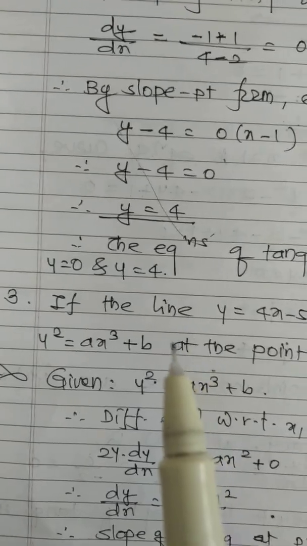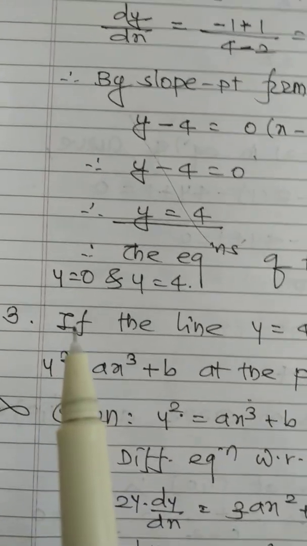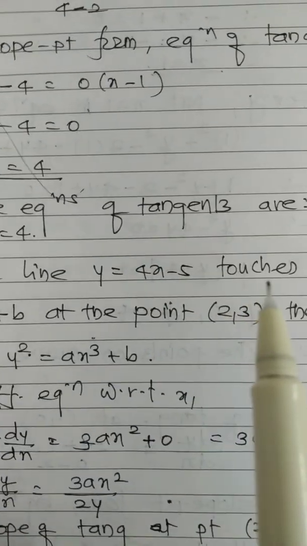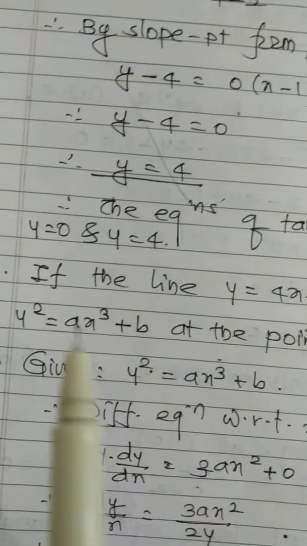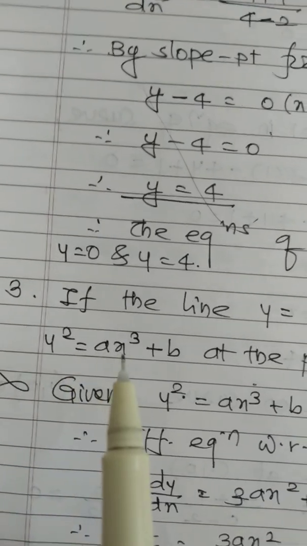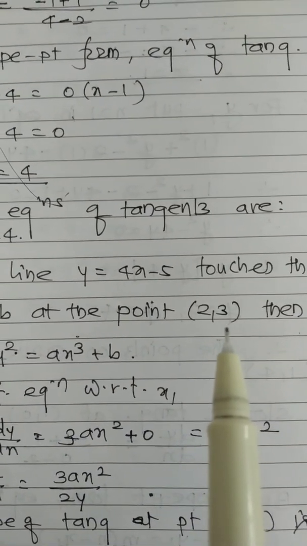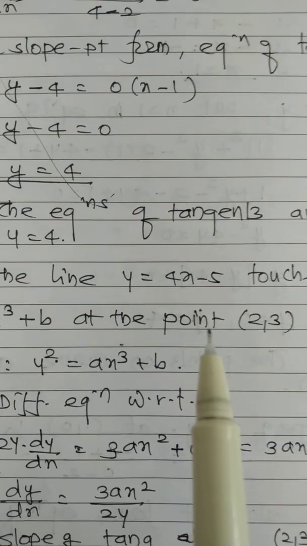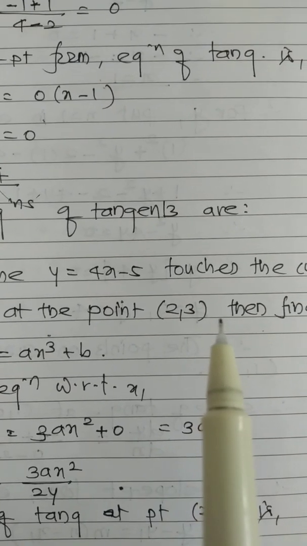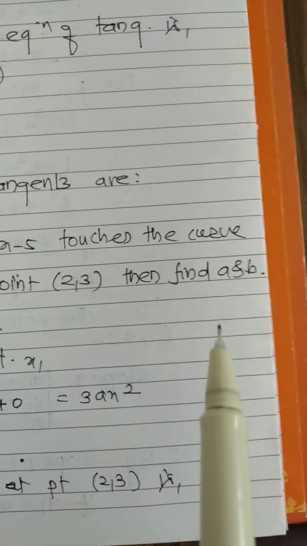Now the next problem we have to consider, the third one. If the line y equals 4x - 5 touches, that means it is tangent to the curve y squared equals ax cubed plus b at point (2, 3). That point is given, meaning it is the point common between the curve and the tangent line y equals 4x - 5. Then we have to find a and b.